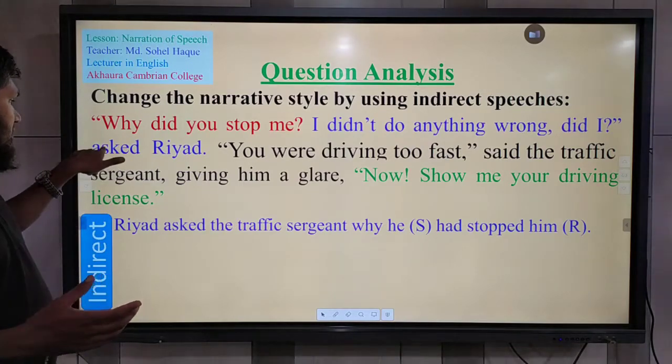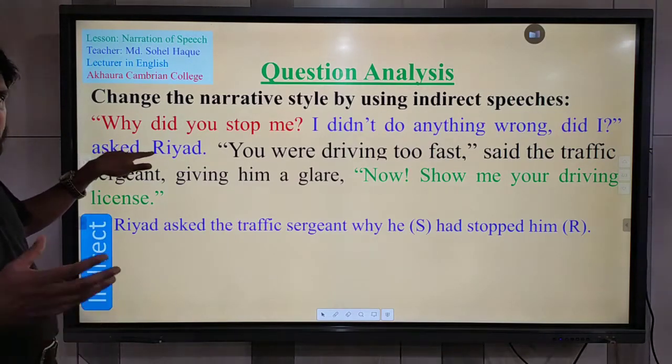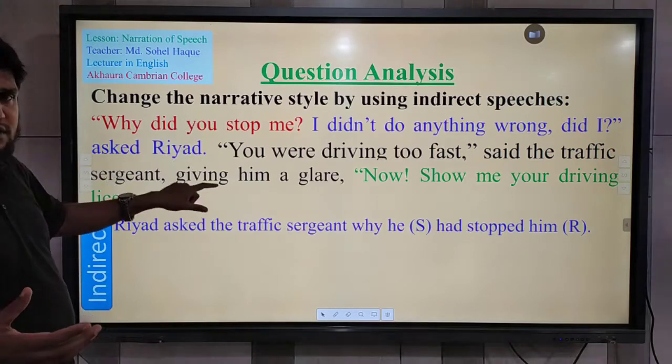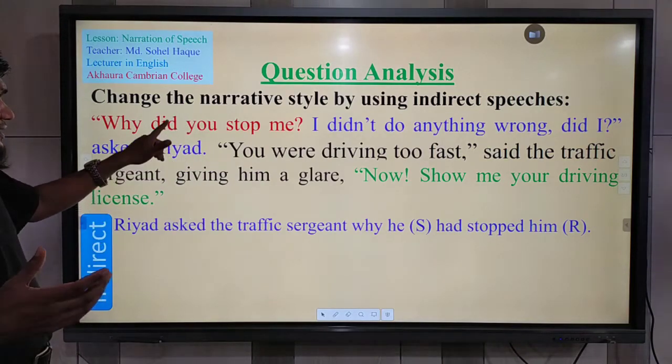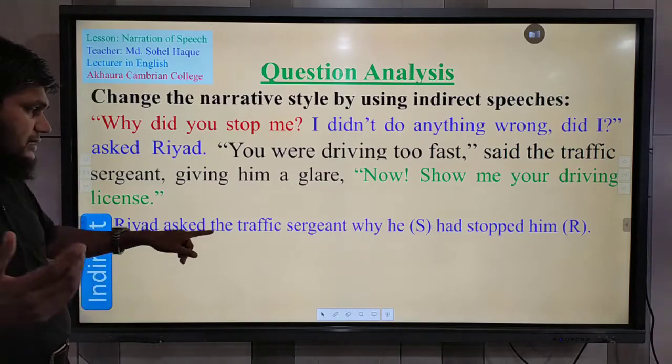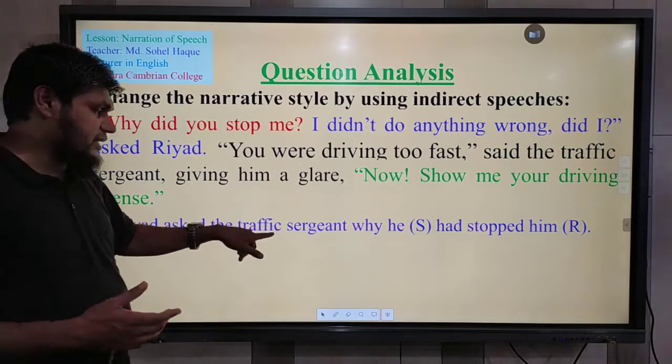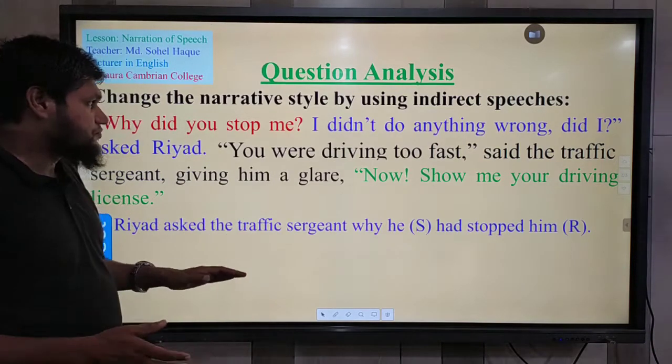There is no listener here, but we know that the conversation is between Riyad and the traffic sergeant. So the first speaker is Riyad and the listener is the traffic sergeant. So you should take it. Understand?